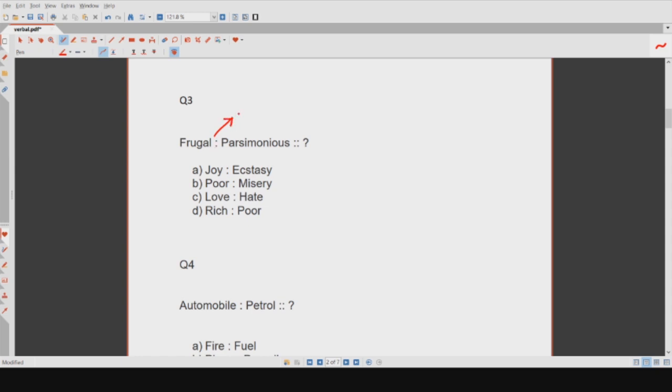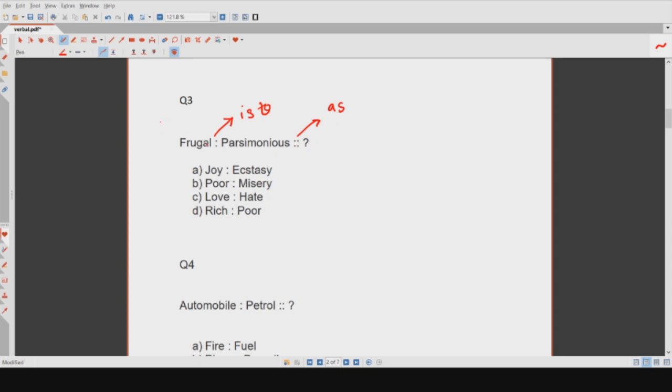So the first colon is translated to is to, and these two colons are translated to as. So the way to read this type of question is frugal is to parsimonious as question mark.